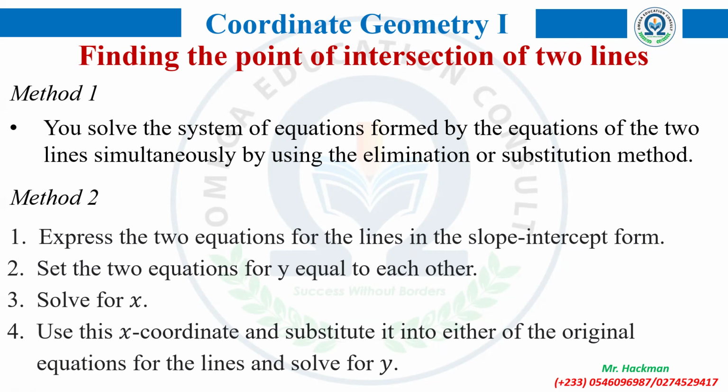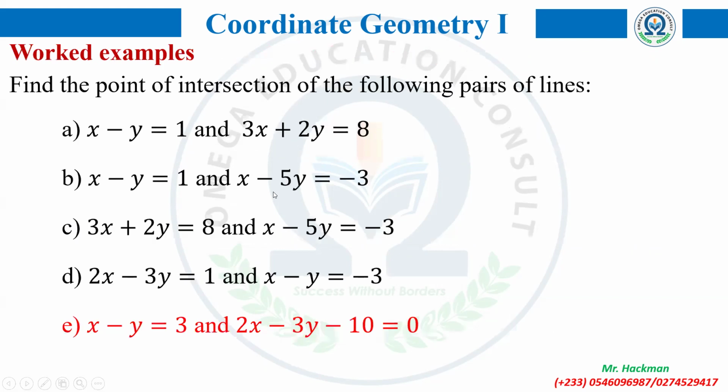Your resultant equation will be in terms of x. Then you solve for x. After solving for x, you use this x coordinate and substitute it into either of the original equations of the lines and solve for y. As simple as that. Maybe the first two questions will use methods 1 and 2, but at least I know that the first question I will do. All right, so let's look at this question.